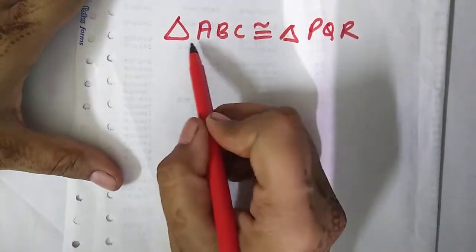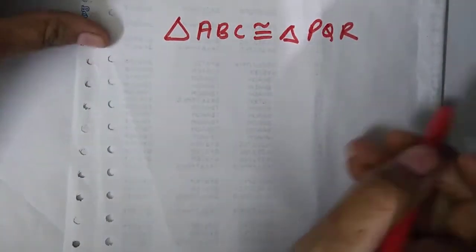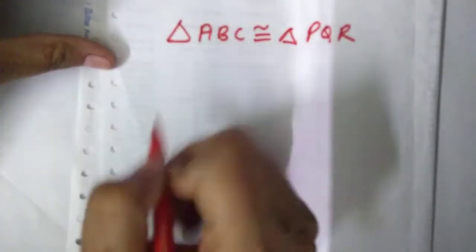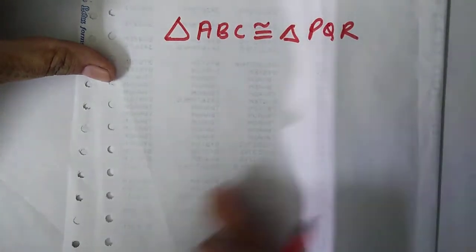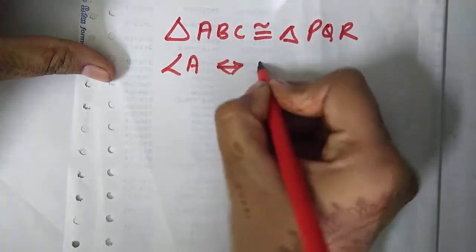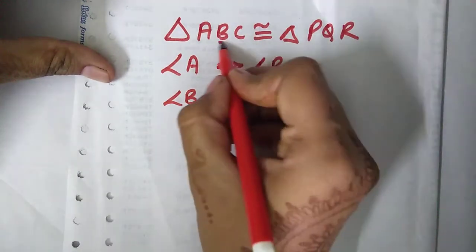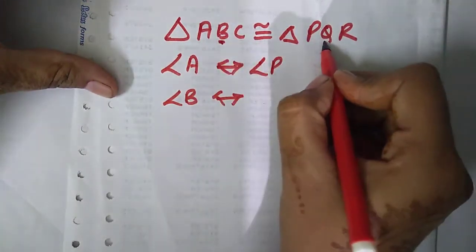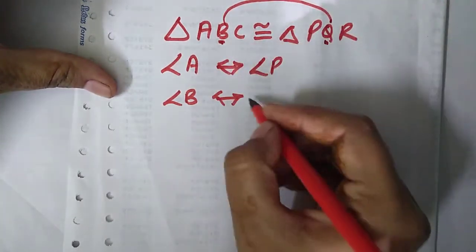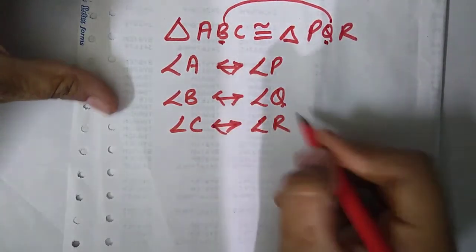So, in general, if triangle ABC is congruent to triangle PQR, then all the corresponding parts will be, first I will write the three sides and then angles. Corresponding parts include three sides and three angles. Here I am writing the first part, that is angle A is corresponding to angle P. Then angle B is corresponding to angle Q, because B is on the second position and Q is also on the second position. It means this corresponds to this because the triangles are congruent. Then angle C is corresponding to angle R. These are the three angles.